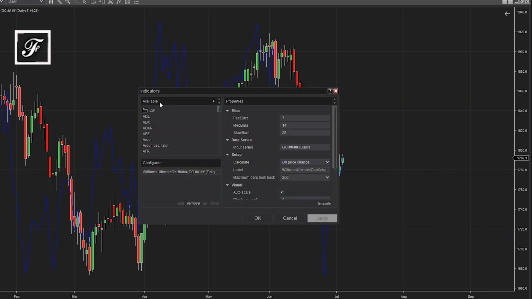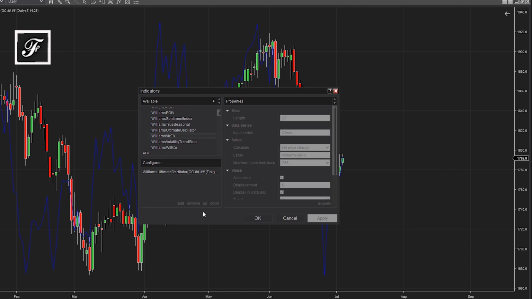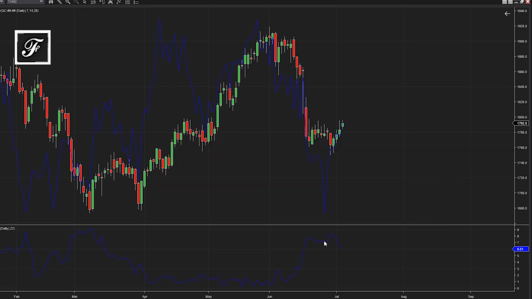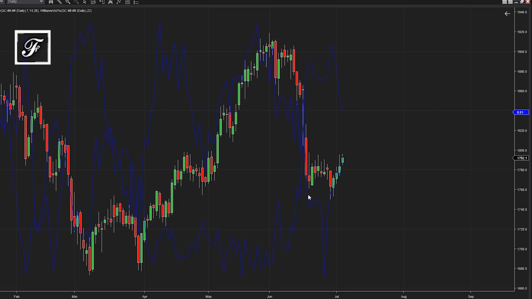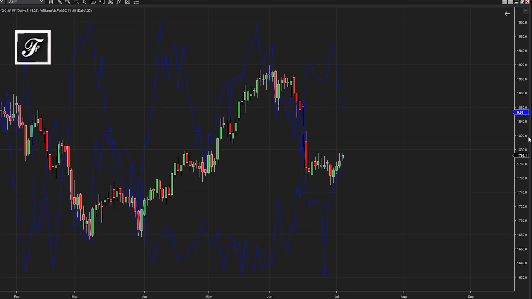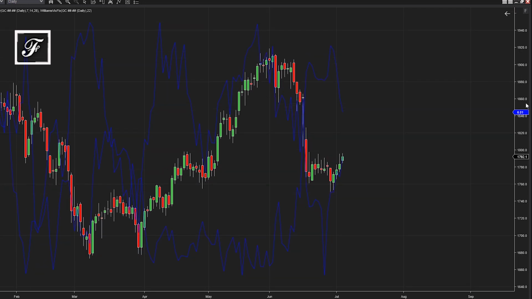But let me add one thing here, where it is. This is the volatility. We had a crossover. No, it's not. It's not a good signal.